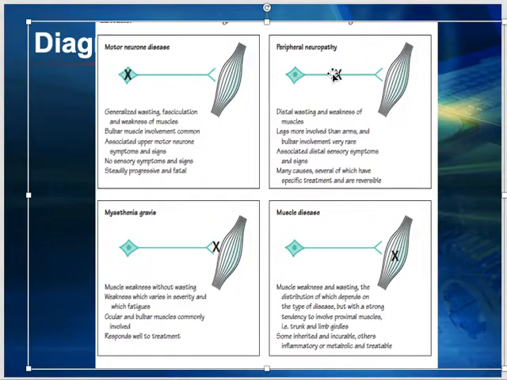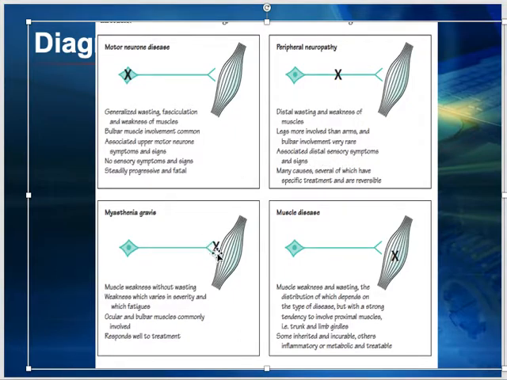Then we discussed the peripheral neuropathies and how they present as distal wasting and weakness of the muscles, with the legs more involved than the arms. Why? Because the long nerves are in the lower limbs, as compared to the upper limbs. Bulbar involvement is very rare, and sensory symptoms are also there, right?